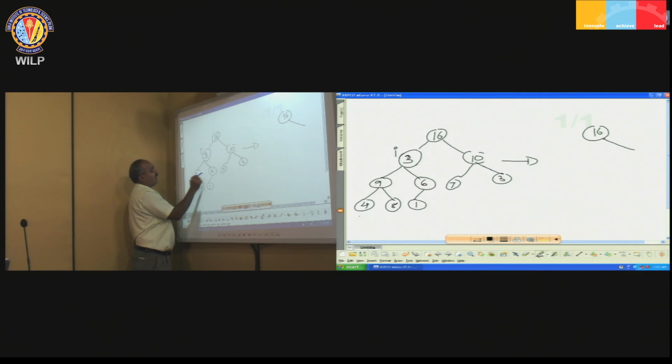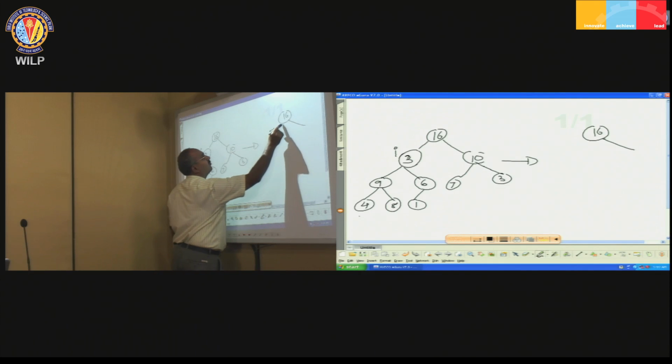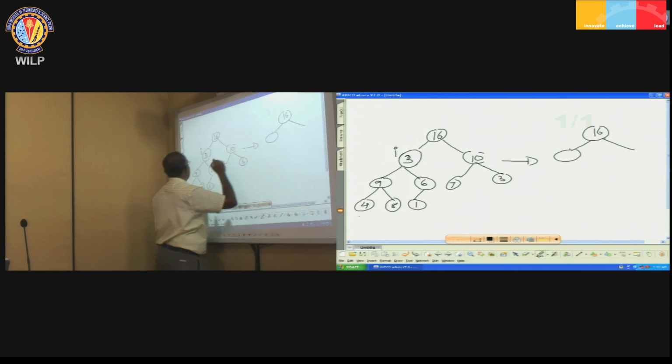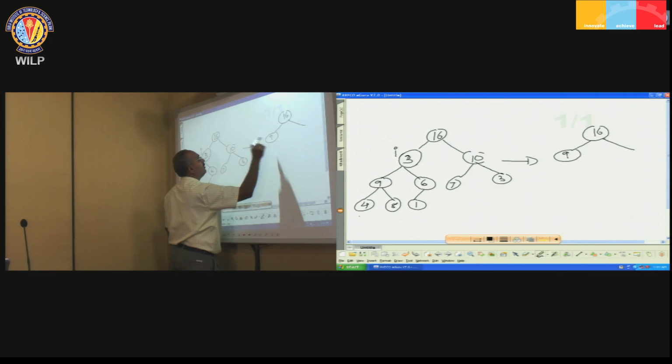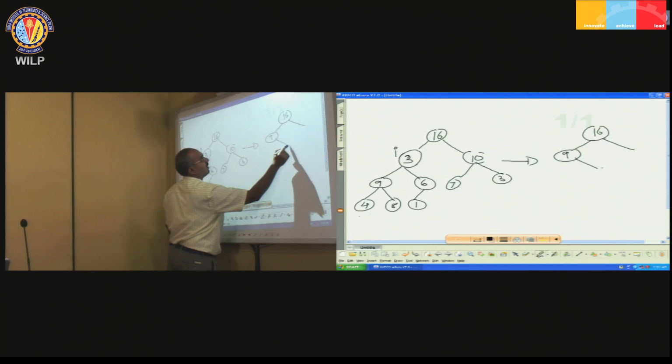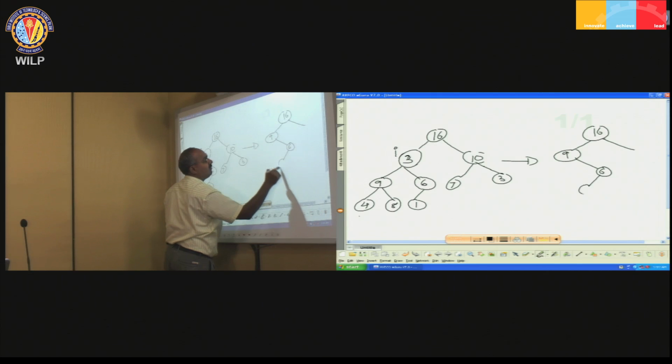So, both 9 and 6 are bigger. I will choose the bigger one and swap it with 3, correct. So, what we are going to do is the following. Both the left as well as right are bigger. I will choose the one which is largest and swap it with 3. So, I will put 9 here. This does not change. So, I will have 6 and 1.